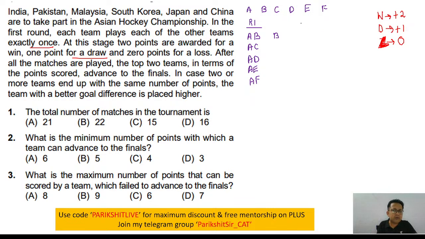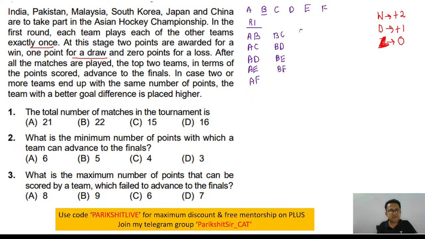So AB you have already counted. All you need to count is the teams on the right side of B. Don't count on the left-hand side because B-A and AB are one and the same and already counted. So just count on the right side of B. Right side of B is BC, BD, BE, BF.